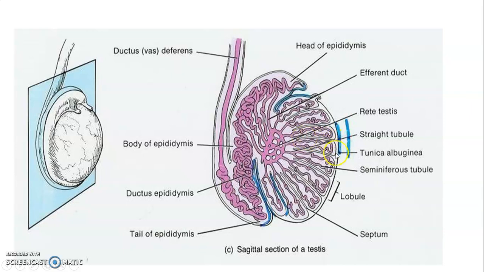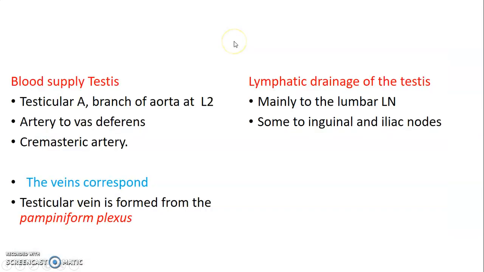Albuginea, which sends in septa to divide the gland into lobules. Each lobule contains seminiferous tubules where spermatogenesis occurs. Then you have straight tubules, so the sperms will be released into straight tubules, rete testis, efferent ductules to the epididymis, which has a head, body, and tail that then joins to the ductus deferens.